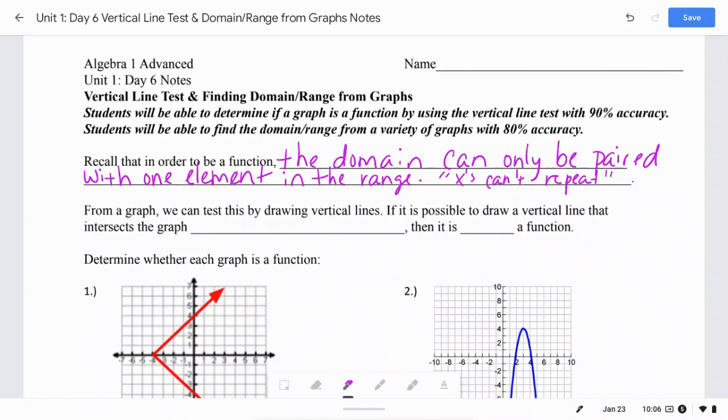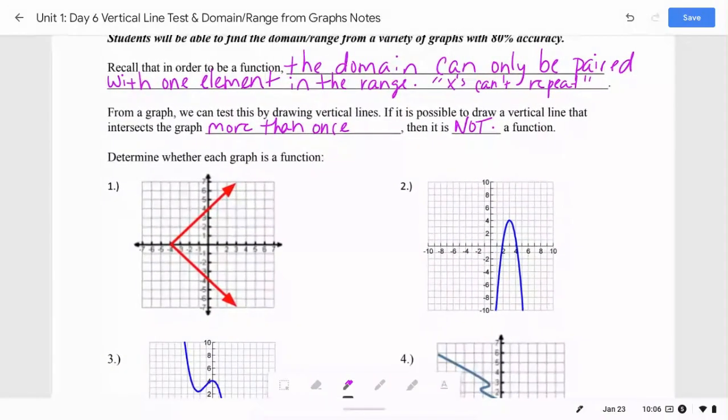From a graph, we can test this by drawing vertical lines. If it is possible to draw a vertical line that intersects the graph more than once, then it is not a function.